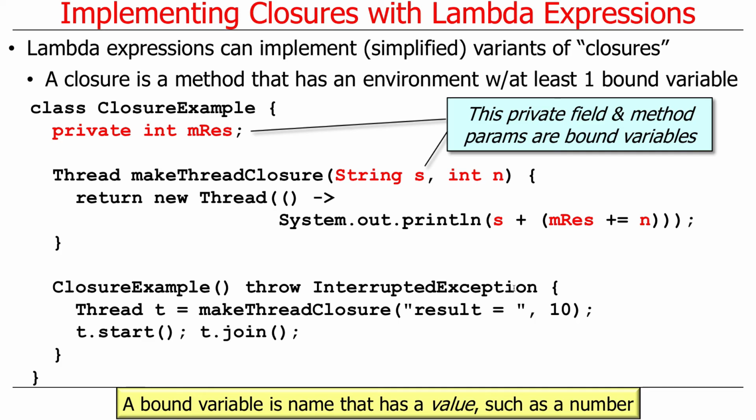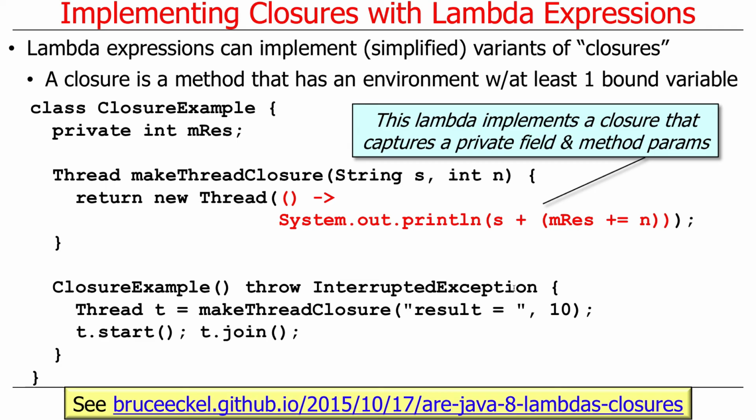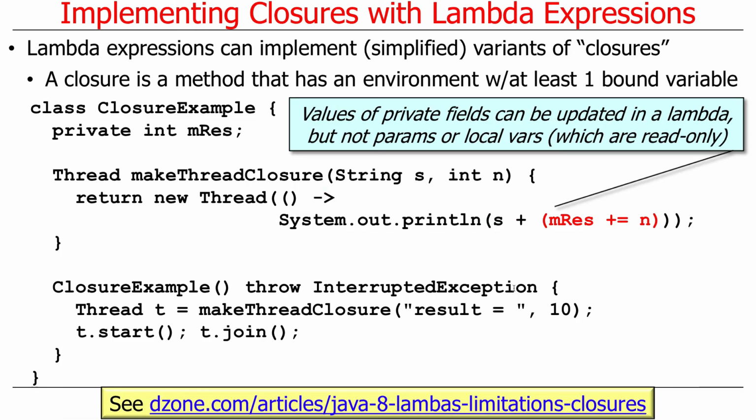Remember, a bound variable is a name that has a value, like a number in this case. The value 10, for example, would be a bound variable to n. So this lambda that you see here implements a closure that captures the private field and the method parameters. And when this code gets run, we'll get a thread back here. We can start the thread, we can join the thread, and those values will have been captured and can be used inside of that lambda expression.